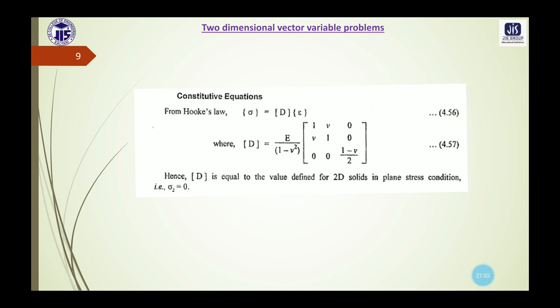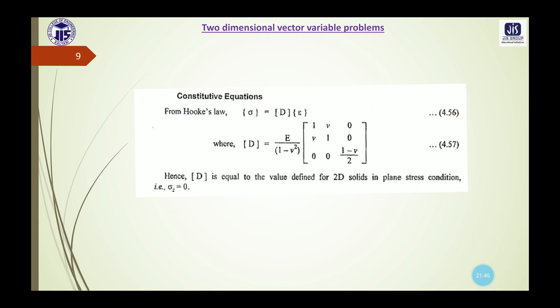The concept of these constitutive equations we have discussed earlier while discussing the four basic sets of the elasticity equations. Now Hooke's law, it is known to all of us that the stress is proportional to strain within the elastic limit, and from that we have one constant of proportionality, that is Young's modulus. So from Hooke's law we can write that sigma vector, that is stress, equals D matrix multiplied by epsilon, that is the strain.